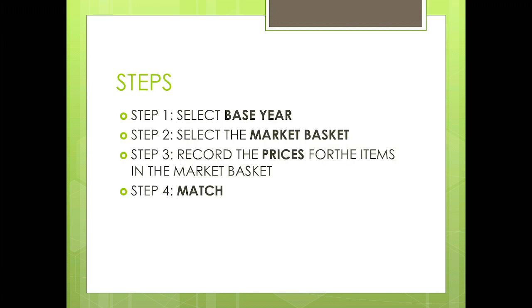So what are the steps? First, we need to select a base year, select a market basket. That means the basket should include those 8 commodities. Record the price for the 2 different types, that is for the base year and for the current year, and match it. Means the current year divided by base year multiplied by 100, you will get what is CPI.